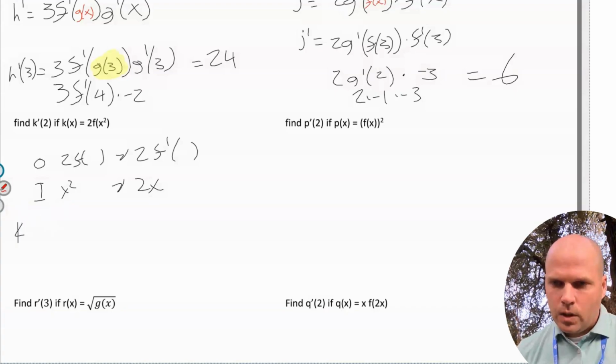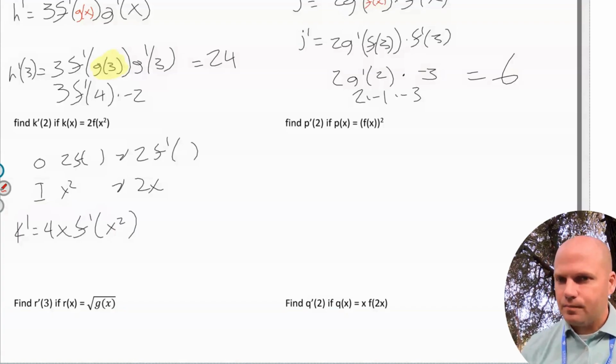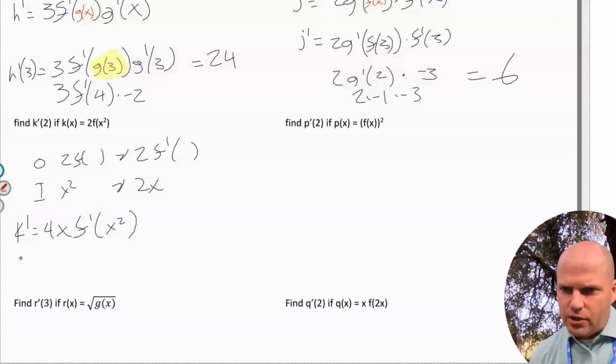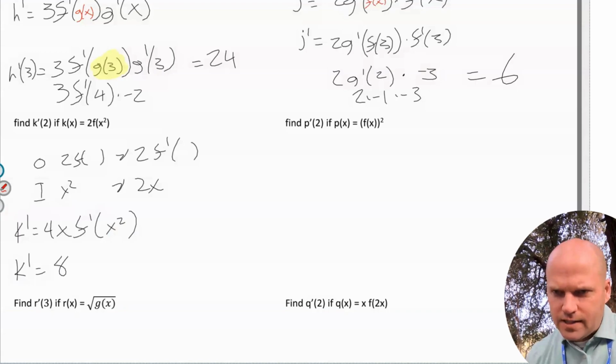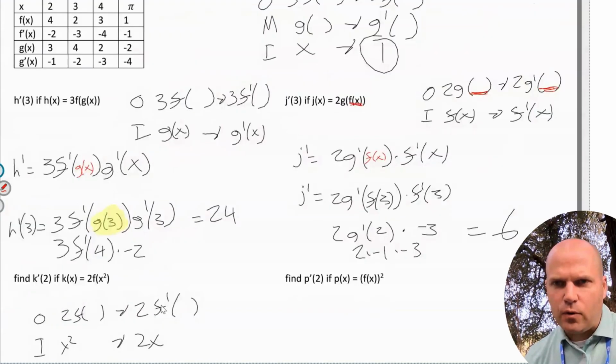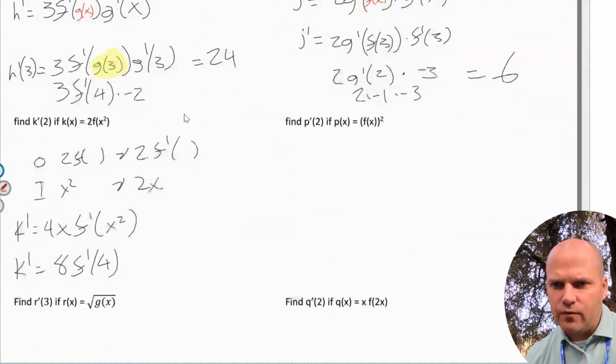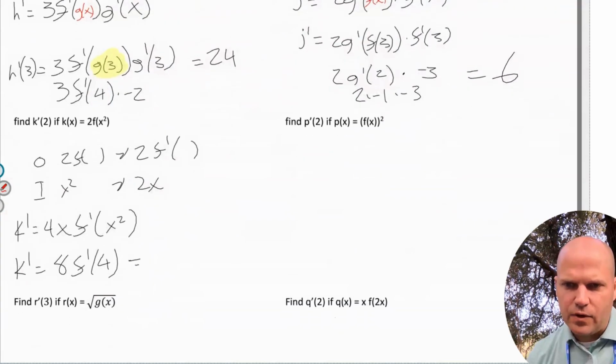Look at that. K prime is going to be 4x times f prime of x squared. Plugging in 2, 8 times f prime of 4. F prime of 4 is -4. So I get -32.